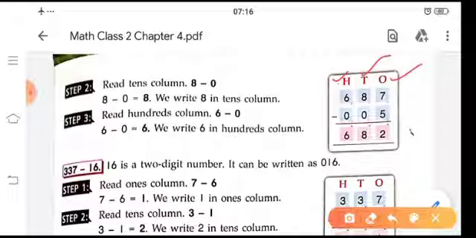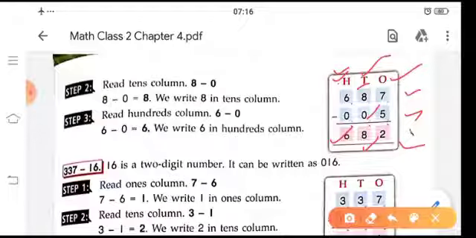First we'll see the ones column. 7 minus 5, we'll get 2. Then we're going to see the numbers in the tens column, 8 and 0. So 8 minus 0 is 8, and in the hundreds column, 6 minus 0 is 6. So we'll get 682.